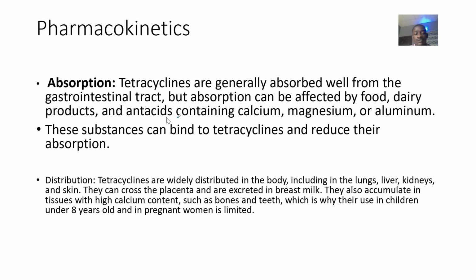So pharmacokinetics, absorption: they are generally well absorbed from the gastrointestinal tract, but absorption can be affected by food, dairy products, antacids containing calcium, magnesium, aluminium. These substances can bind to tetracyclines and reduce their absorption. Distribution: widely distributed in the body, including your lungs, your liver, your kidneys, your skin. They also cross the placenta, are excreted in breast milk, and accumulate in tissues with high calcium content.